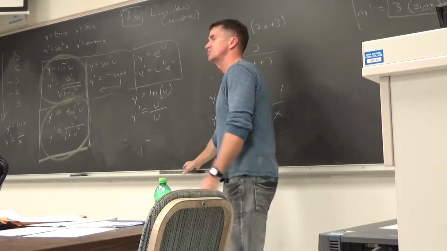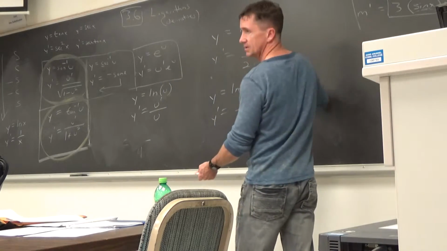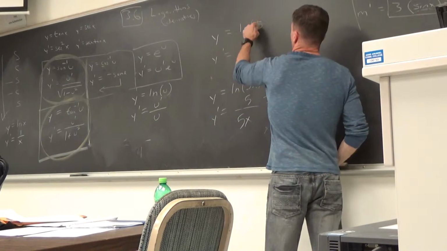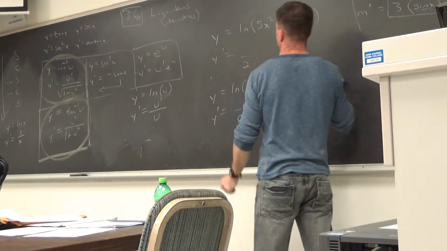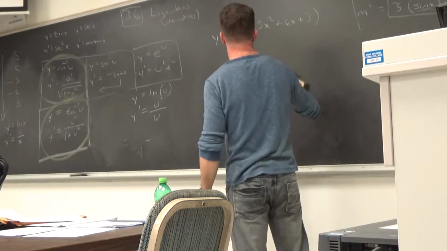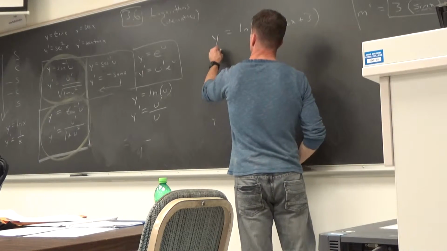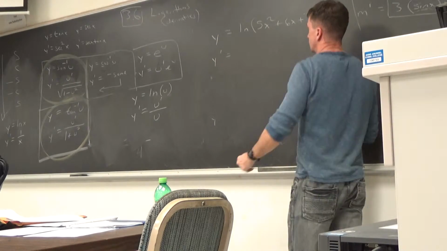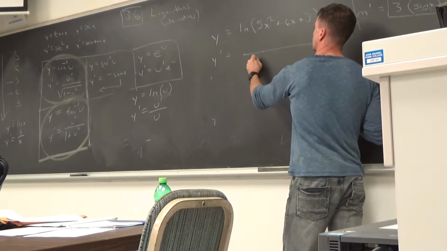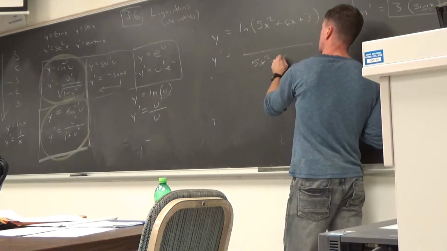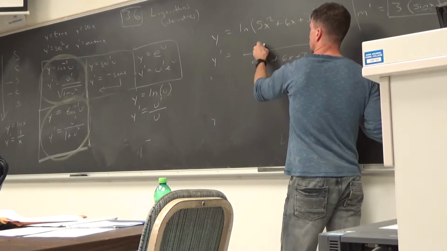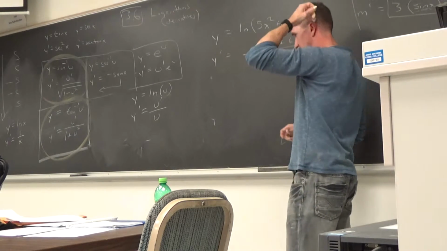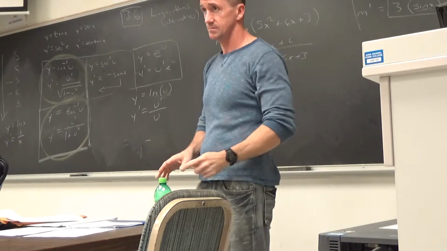All right, let's do a weird one. I still think I can't stump you. Look: ln of 5x squared plus 6x plus 3. What is the denominator? 5x squared plus 6x plus 3. What is up here? 10x plus 6. Done. Unless you want to factor a 2 out of the top, but I wouldn't.